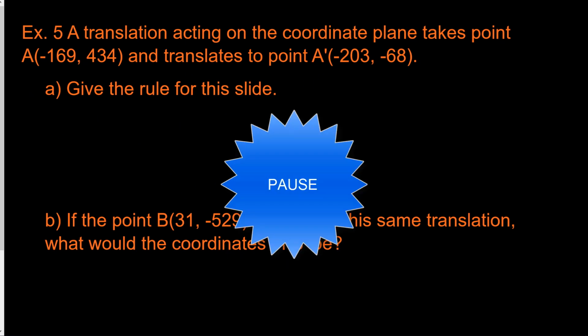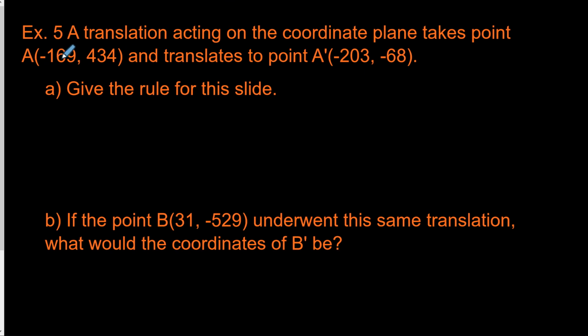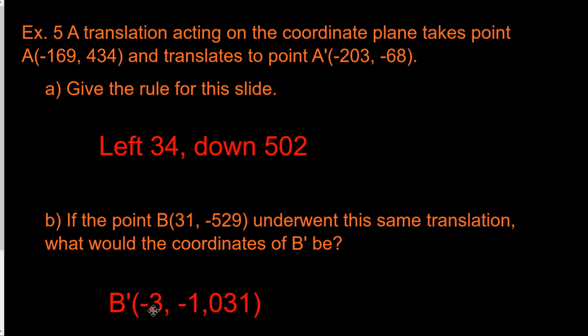Go ahead and try number 5 on your own. Here we're going from negative 169 to negative 203, which means that there's a change of going to the left by 34. Okay. And then we're going down a whole bunch. That's going down for a total of 502. So left 34, down 502, which means we're going to take this 31, subtract 34, take negative 529, subtract 502, which gets us B apostrophe is negative 3, comma, negative 1031. Go ahead and try the practice. Good luck.